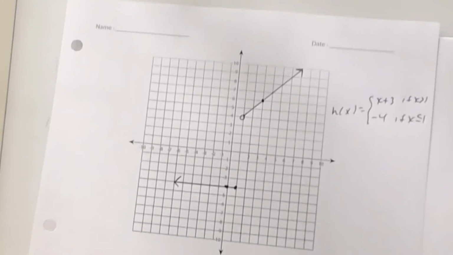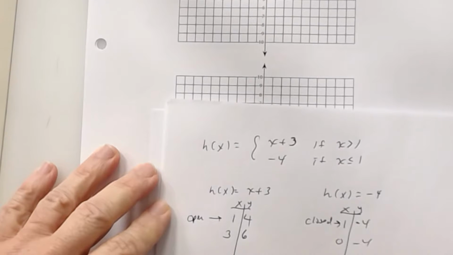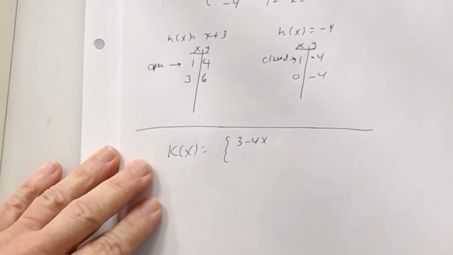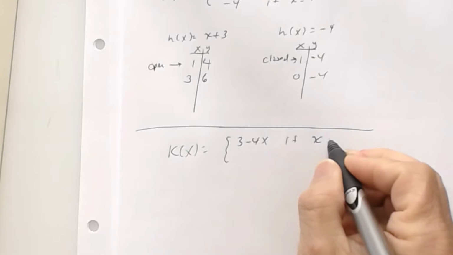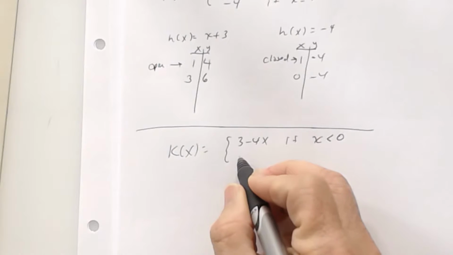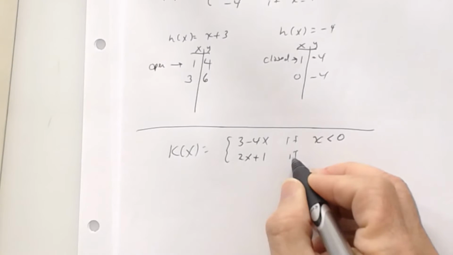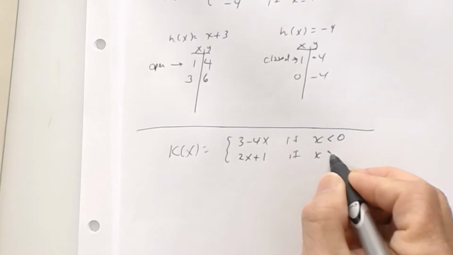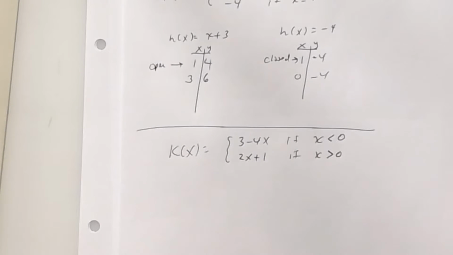All right, let's look at this one. We'll do a couple more. Let's suppose that this one, k of x, is 3 minus 4x. Oops, sorry, 3 minus 4x, if x is less than 0, 2x plus 1 if x is greater than 0. Right? No equal. Doesn't matter.